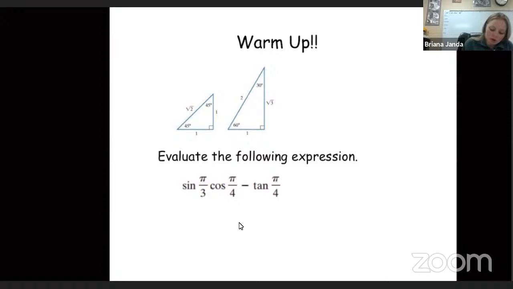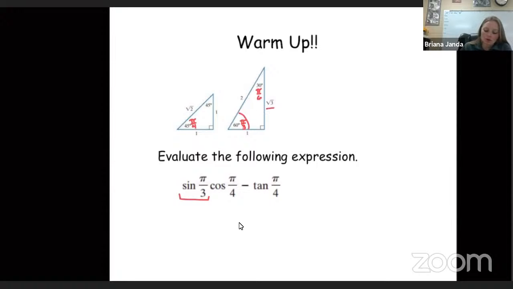Remember, 45 degrees is the same thing as pi over 4. 30 degrees is the same thing as pi over 6. And 60 degrees is the same thing as pi over 3. So that'll help us a little bit about which angle we're supposed to be looking at. So for example, on this first one that says sine of pi over 3, we'd be focused on our pi over 3 or our 60 degrees.